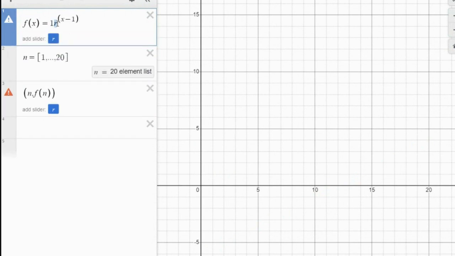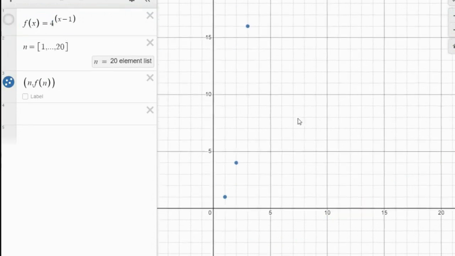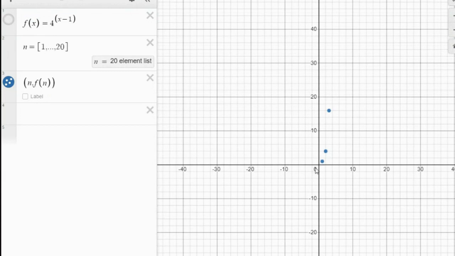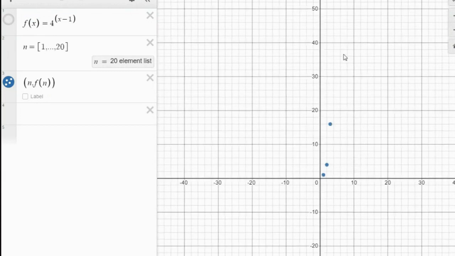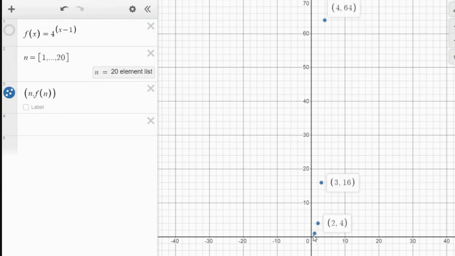Oh, not r. The r was 4. Here's that geometric sequence. Starts with 1, goes to 4. The third term is 16. The fourth term is 64. So you can see all the terms. And we did the first 20.